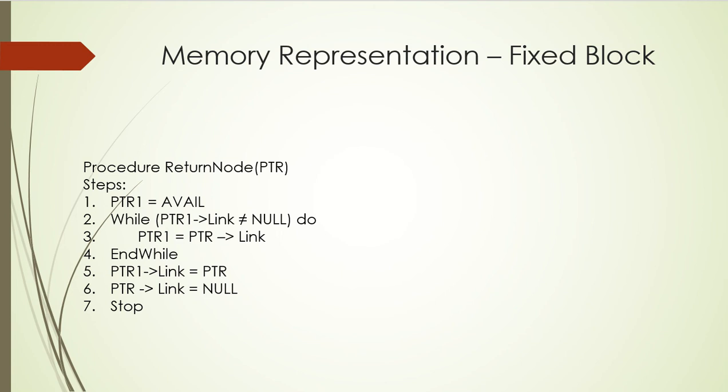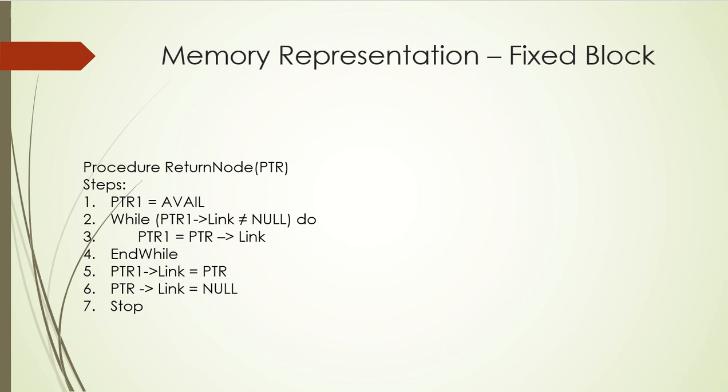So what is going to happen? Avail is there, you have a memory bank already, so you ask a pointer called PTR1 to travel through this memory bank till the last node. PTR1 starts from avail and it is advanced until you reach a point where the link field is null, which means PTR1 is now at the last node of the memory bank.